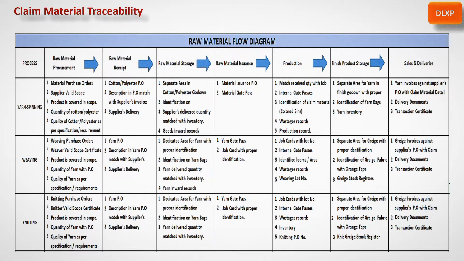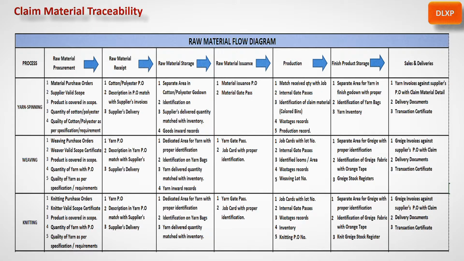Second, identification number, supplier delivery quantity match with the inventory. For instance, the bales quantity in terms of kgs should match with the supplier invoice or delivery challan. Third one, the goods inward records. Definitely, if the factory has a proper system, the inward records, the inward challans should be available in the system, or hard copies are available.